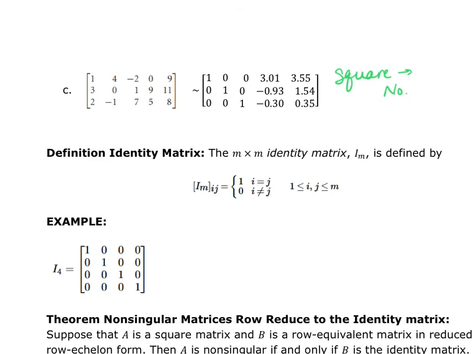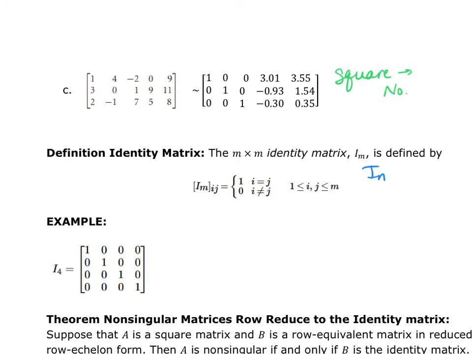We haven't talked about the identity matrix, so let's talk about that now. We're going to define the identity matrix. The identity matrix is a square matrix, and you may see it noted in some books as I sub n or I sub m. It doesn't really matter what the subscript is.